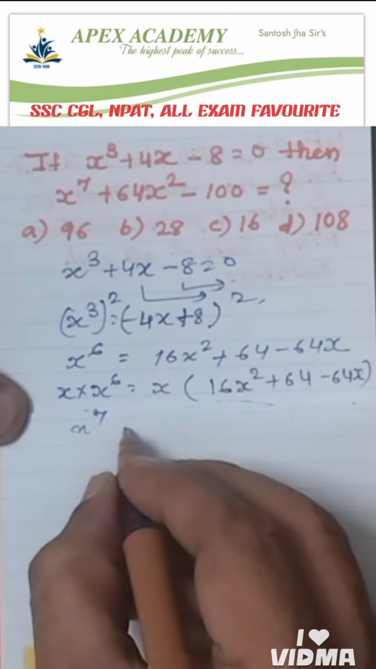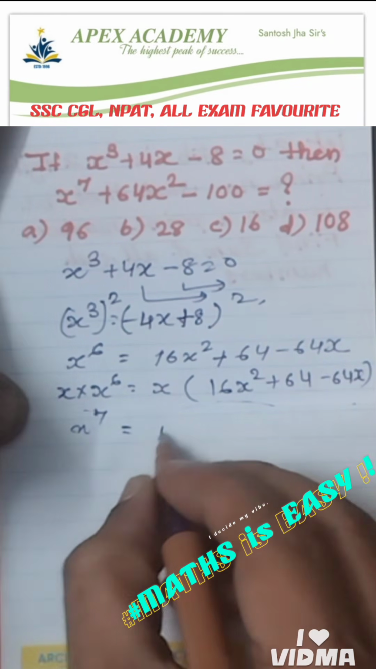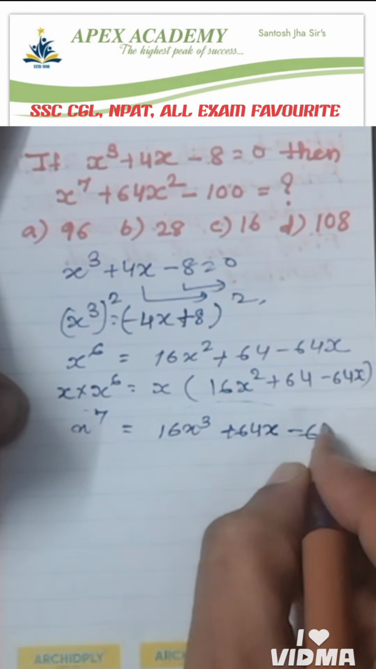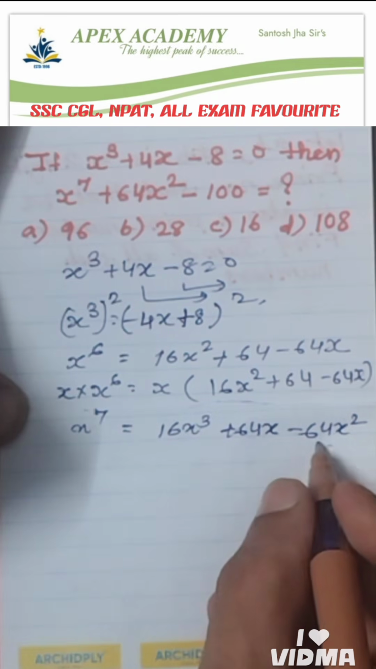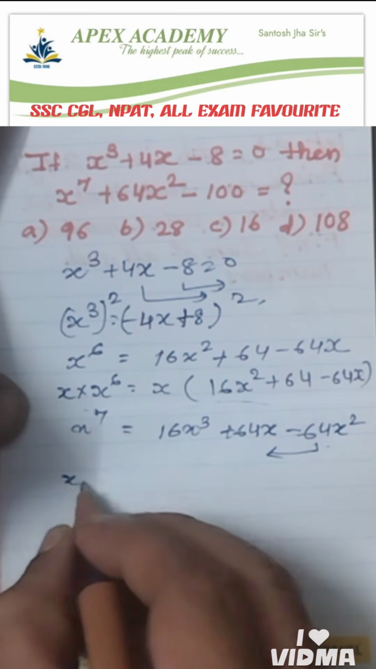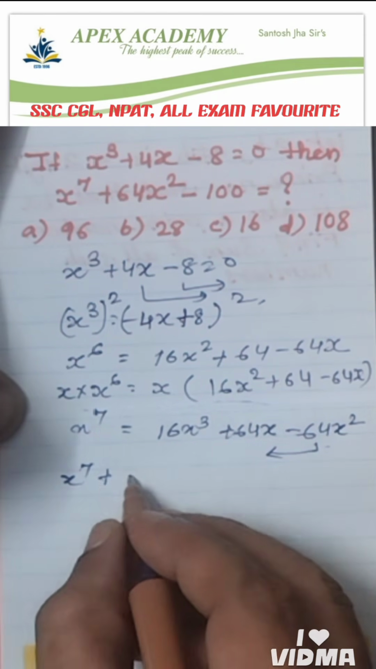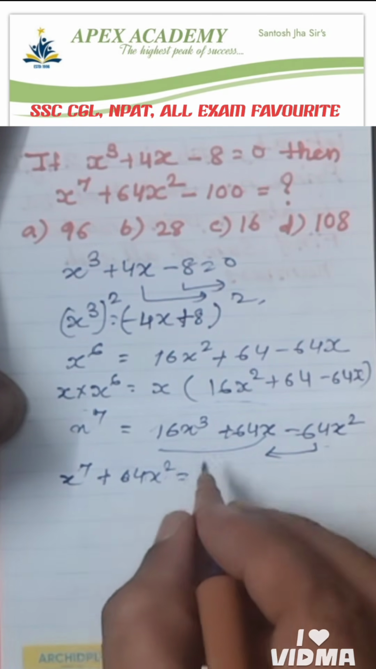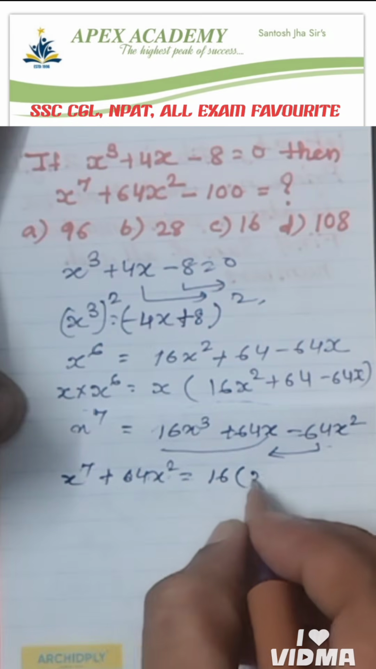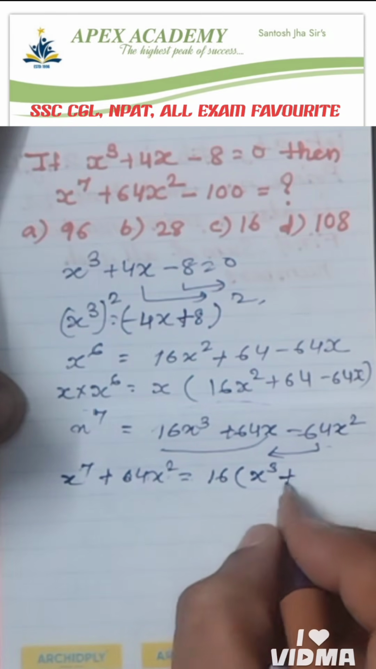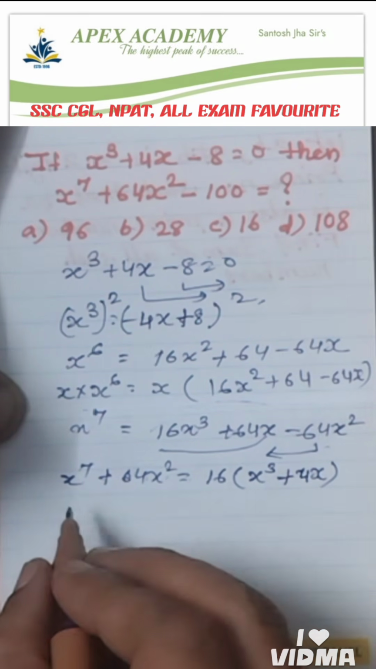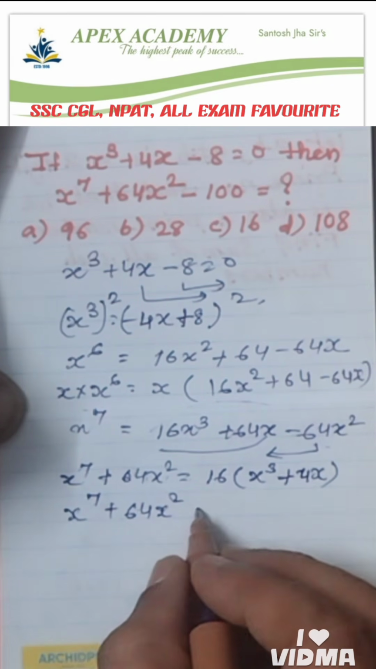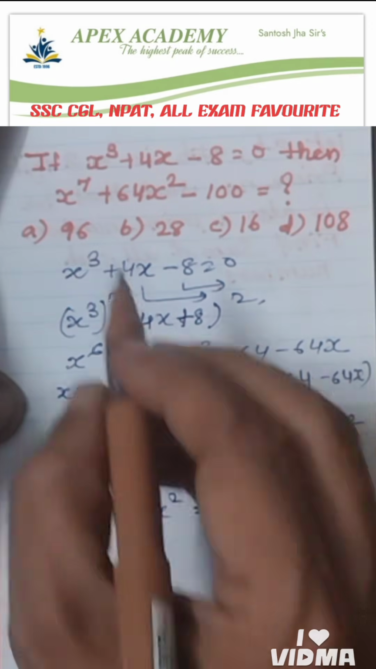So it becomes x raised to 7 is equal to 16x cube plus 64x and minus 64x square. Then we'll shift this minus 64x square to this side. So it becomes x raised to 7 plus 64x square, and in this we'll take 16 as common. So we'll get 16 into x cube plus 4x, and this side it becomes x raised to 7 plus 64x square.